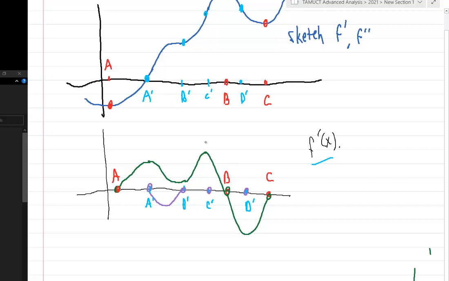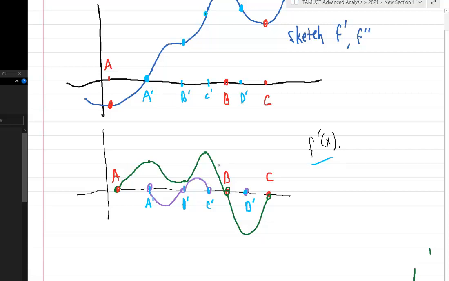All right? From b prime to c prime, what do I have? Second derivative here is 0, because there's an inflection point. Second derivative here is 0. But what's the second derivative doing in between? Well, here the slope is not very steep. It's becoming steeper and steeper. So here the second derivative is positive. Looks like that.